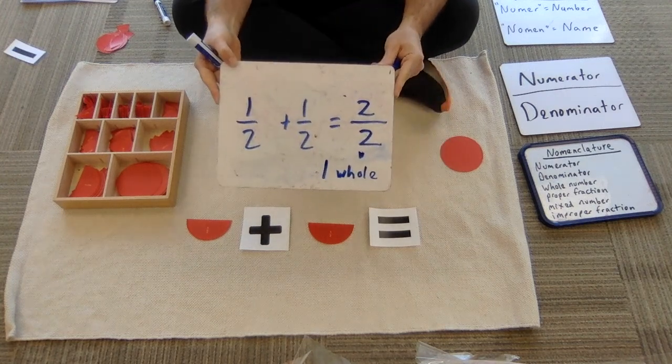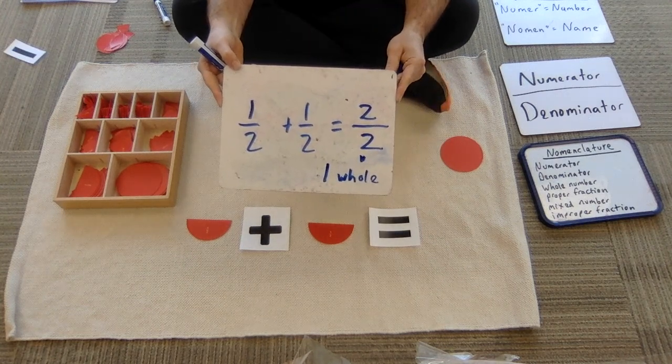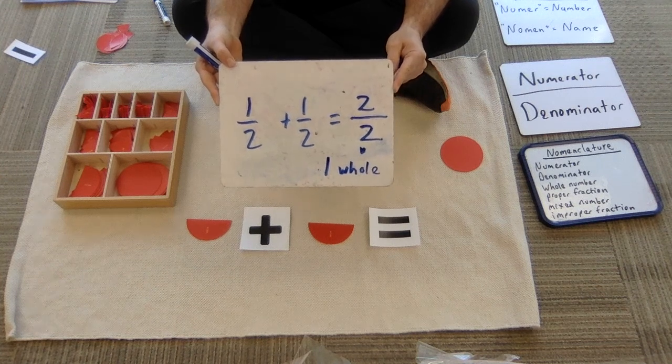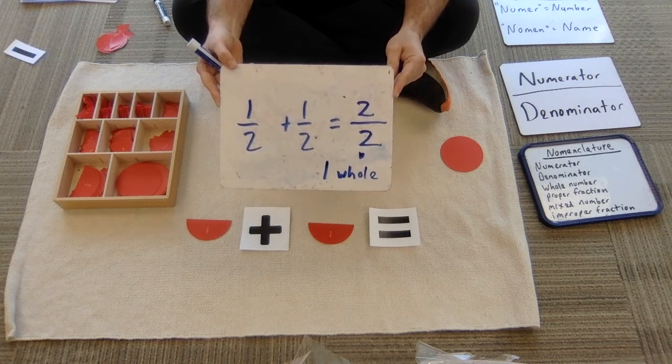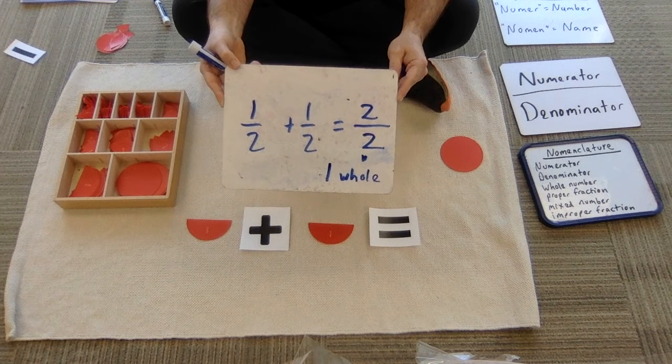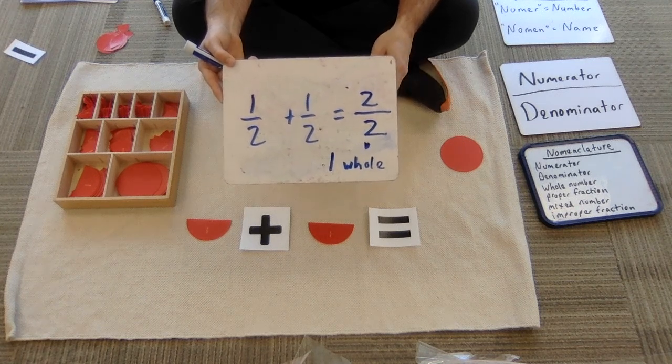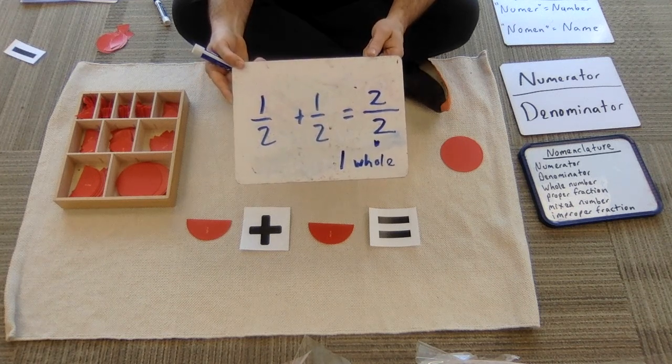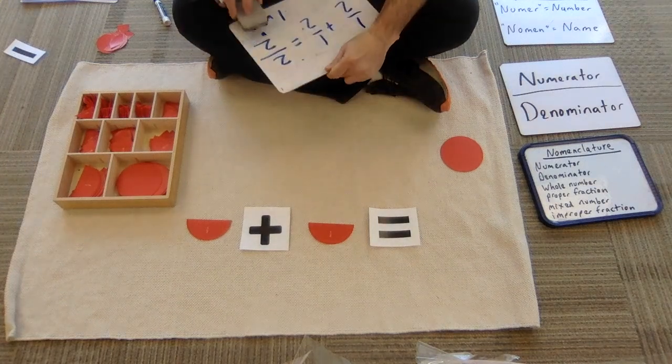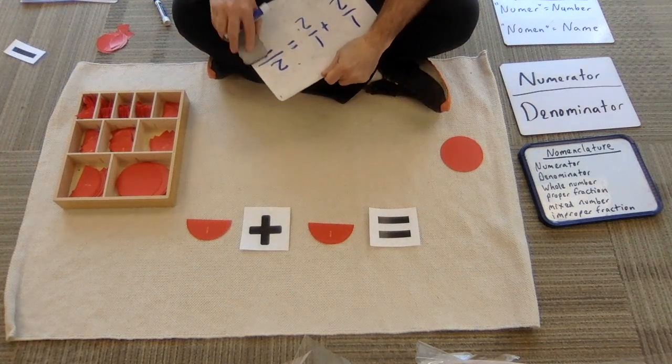Because we will learn that 2 divided by 2 is in fact 1. Any number divided by itself is 1, which is why anytime you see that, that is 1 whole. And in fact, 2 over 2 is what's called an apparent fraction. It seems to be a fraction, but is in fact a whole number. All right, so that is 1/2 plus 1/2.